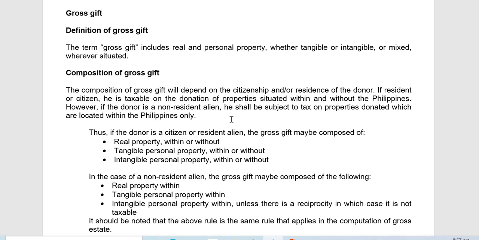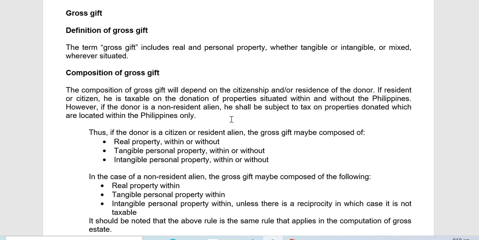if the donor is a resident citizen, non-resident citizen, or resident alien, taxable yung donation niya within and without. Okay? However, if the donor is a non-resident alien, taxable lang within. So if a resident or citizen, he is taxable on donation of property situated within and without the Philippines. However, if the donor is a non-resident alien, he shall be subject to tax on properties donated which are located within the Philippines only, so within lang.